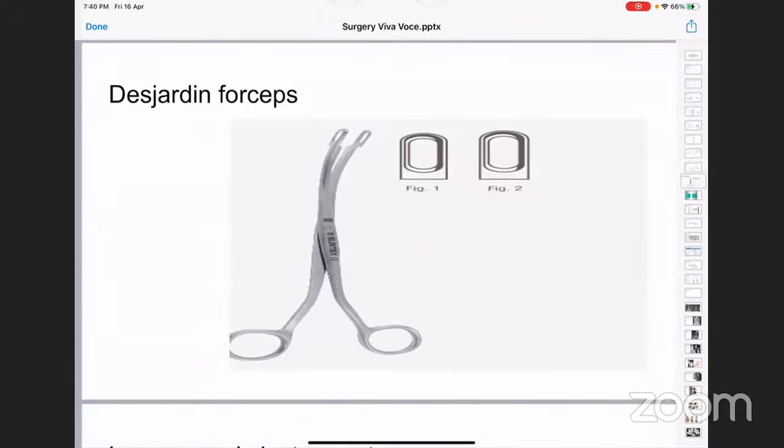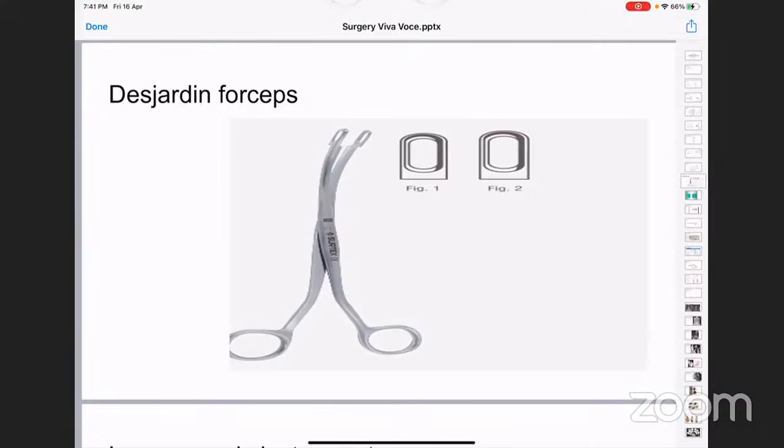So what do you see here? Very weird looking instrument. It is called Desjardins forceps. It is an instrument that is used to hold gallstones. So it is called a choledocholithotomy forceps, or Desjardins forceps. So when do you do a choledocholithotomy? What is choledocholithotomy?